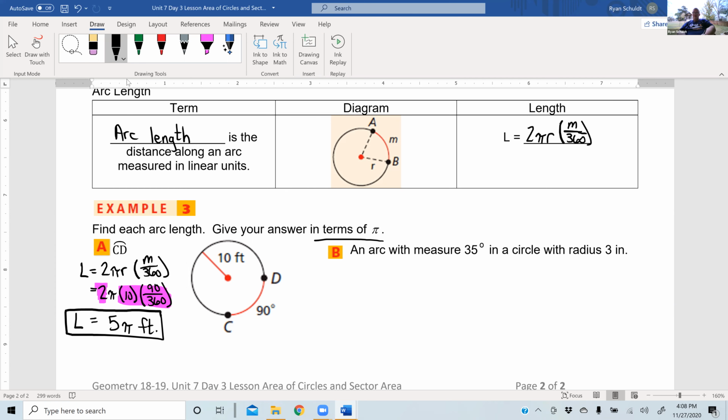Okay, here they don't give us a picture. They give it to us in words. An arc with a measure of 35 degrees. There's our M. And a circle with a radius of 3 inches. There's our R. So L equals 2 pi R times M over 360. It's going to be 2 pi, R is 3, M is 35 over 360.